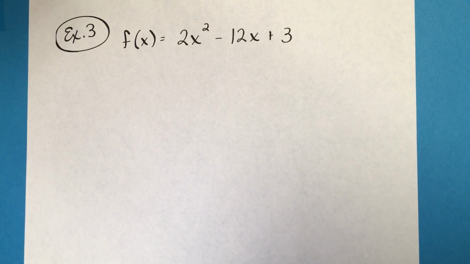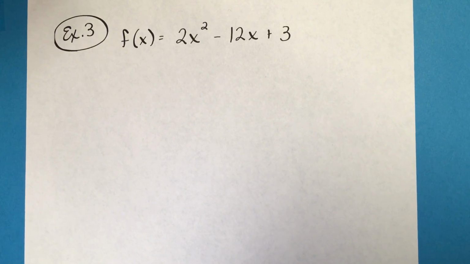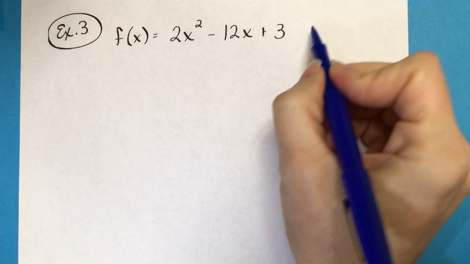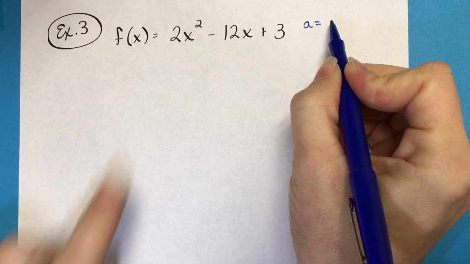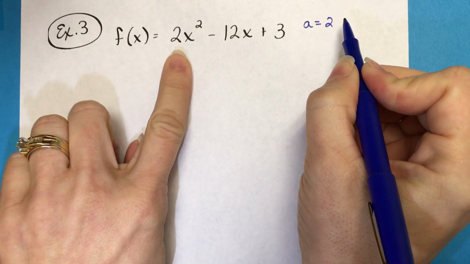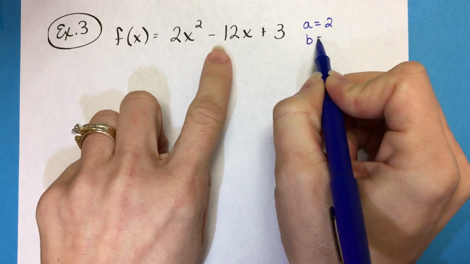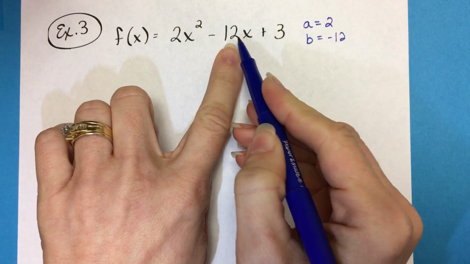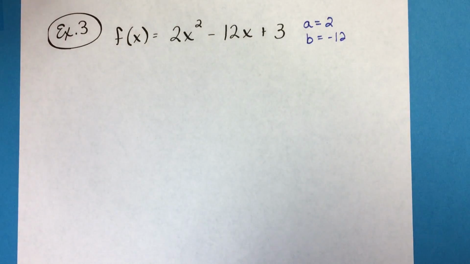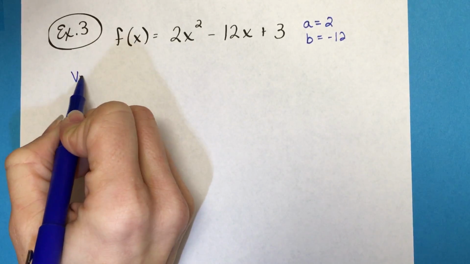All right, doing one more of these. Okay, my A value is going to be 2, and that's going to be the coefficient of x squared. And B is going to be negative 12. That's going to be the coefficient of your x. So finding the vertex.